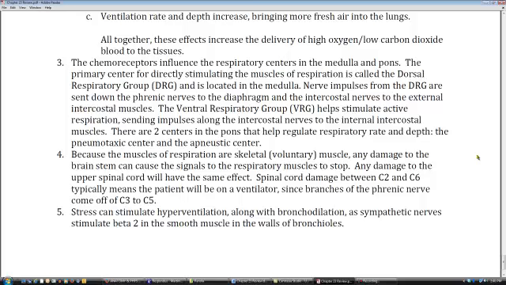The ventral respiratory group stimulates active respiration, so it also stimulates the internal intercostal muscle so that you can forcibly exhale. In the pons are two somewhat distinct areas that sometimes get clumped together, and they're going to regulate respiratory rate and depth. The pneumotaxic center and the apneustic center, and we're not going to worry about who does what and where in the pons. Just know that those respiratory centers are there and that they're going to regulate the rate and depth of respiration.